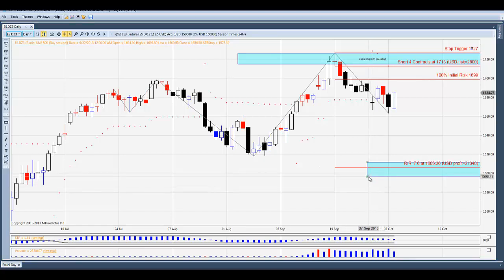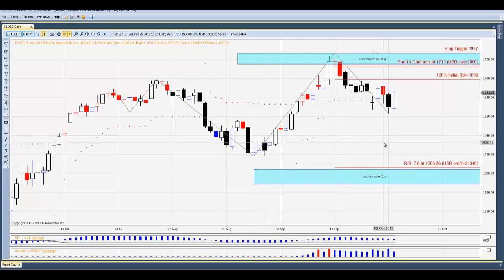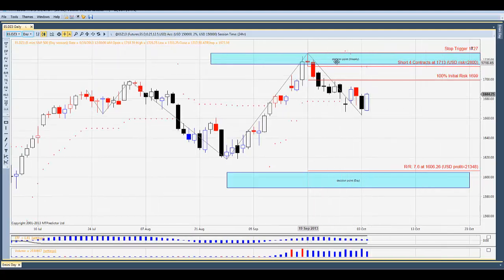Oops. Got rid of the wrong one. Let me just redo this. Okay. The other one I think was our weekly support there, but let me just use the daily support here for the trade setup. So here we've created our low risk, high reward trade.